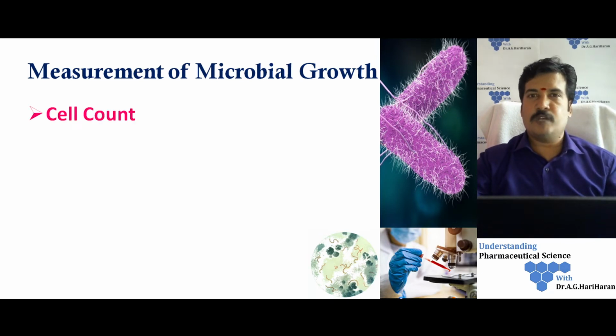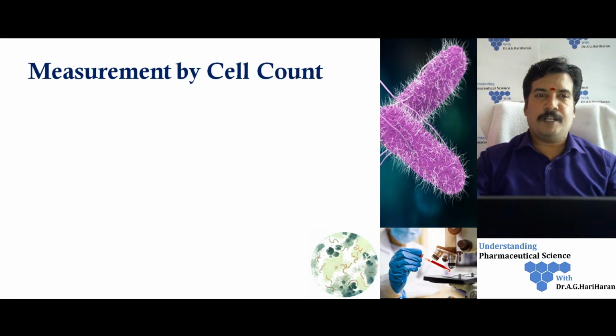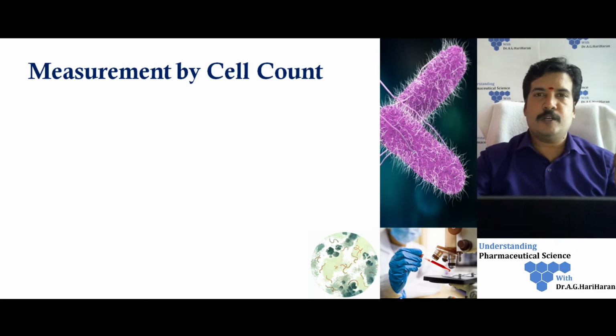One, by a cell counting technique. Second, by measuring the cell mass, the weight of the cell. Third, by performing a measurement on its cell activity. The most commonly employed of these is the cell count technique. There are different methods available for the measurement of cell count. It is commonly divided into two types.